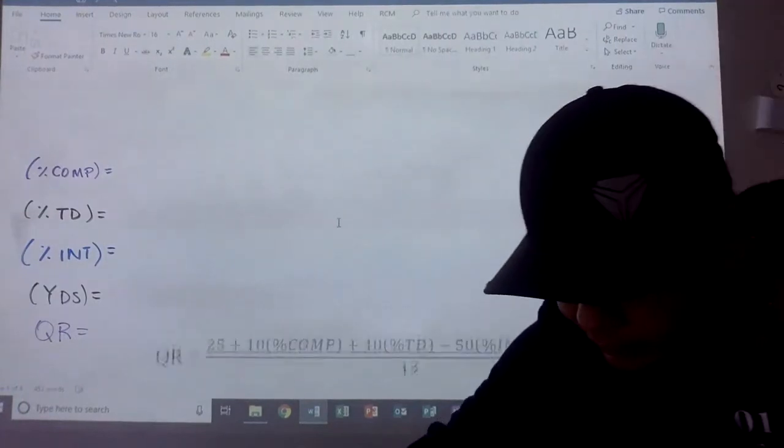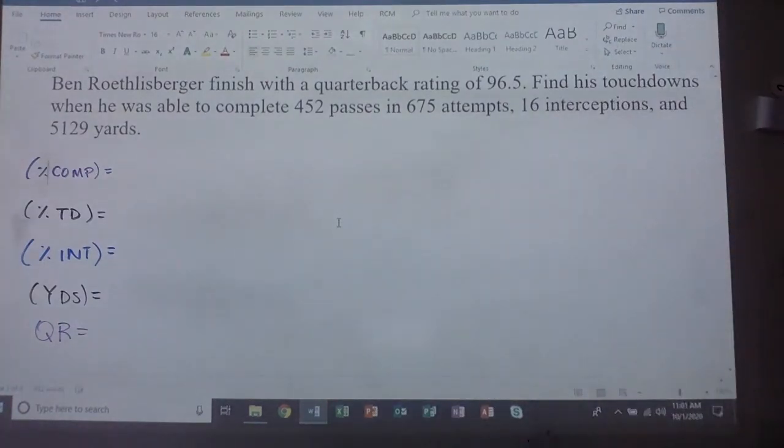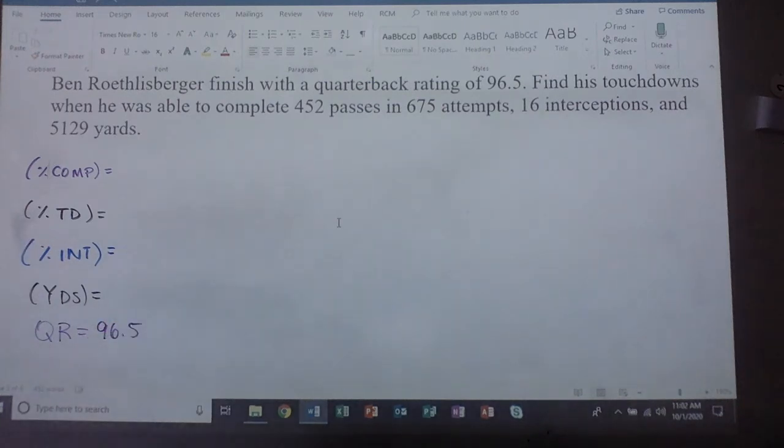The next problem. Ben Rogers, I don't know how to say that name, but Ben finishes with the quarterback rating of 96.5. For this one, they have provided me with the quarterback rating. I'm going to go ahead and already put it, the quarterback rating equals 96.5. Find his touchdowns, meaning I don't know how much my touchdowns is going to be. So let's keep reading the problem.